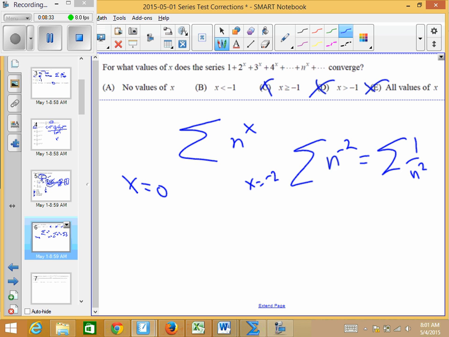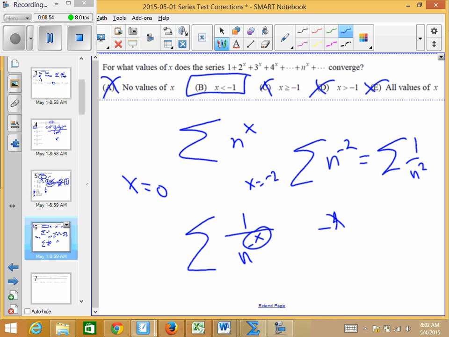There's not going to be no value of x. Process of elimination, the answer must be... It turns out this is a p-series anyway. It becomes 1 over n to the negative x. We want this number to be bigger than 1.